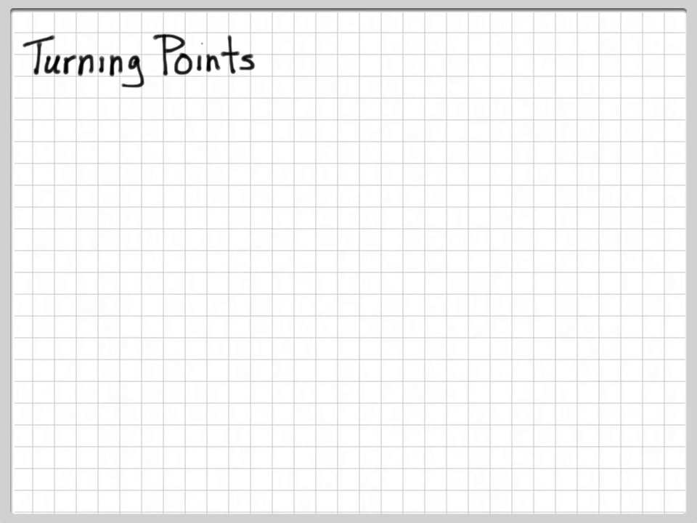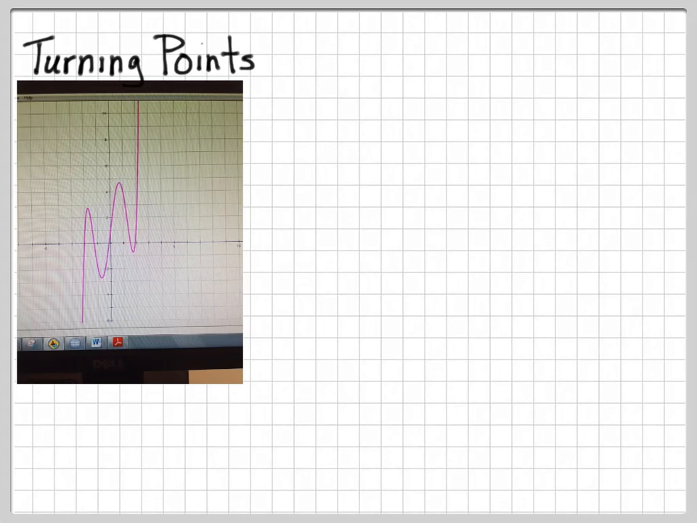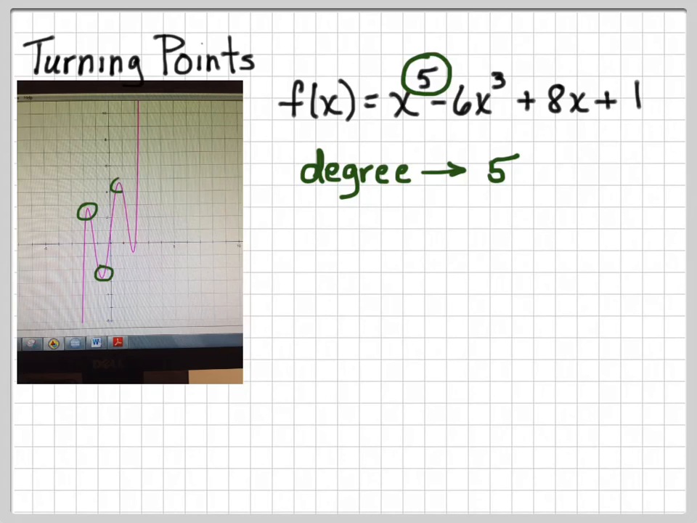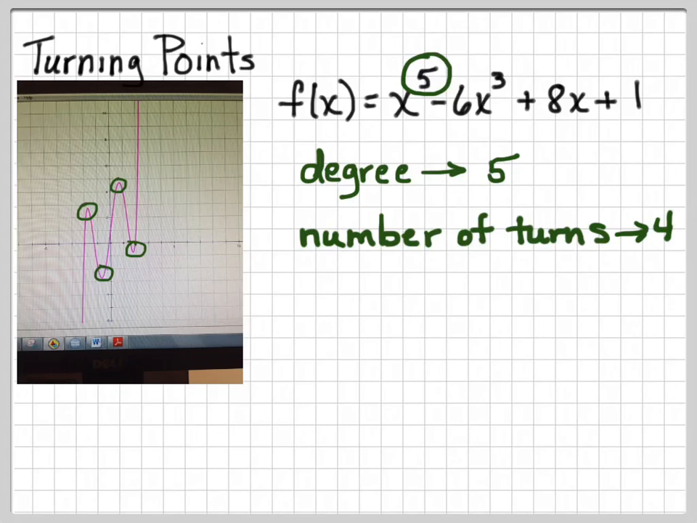Turning points. This sounds like ballet now. If I take a look at this graph, and I will tell you that I know that the equation of this graph is x to the 5th minus 6x cubed plus 8x plus 1. And I can see that it is a 5th degree polynomial. The degree is 5. Now if I take a look at how many turns it has, I see it has 4 turns, where it turns around and goes the opposite direction. And the number of turns is 4. What is the connection between the 5 and the 4?